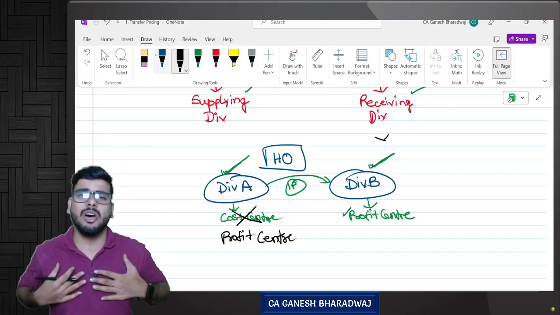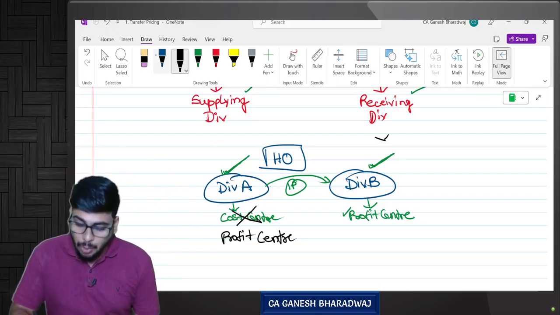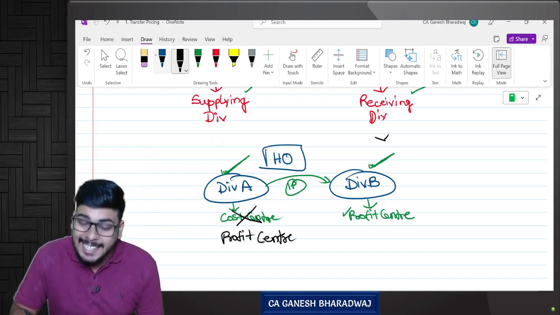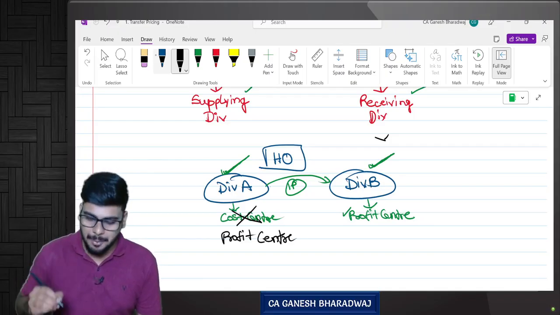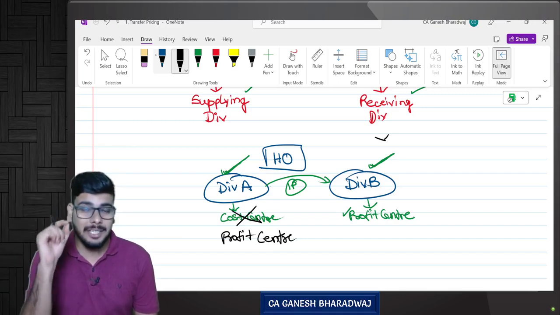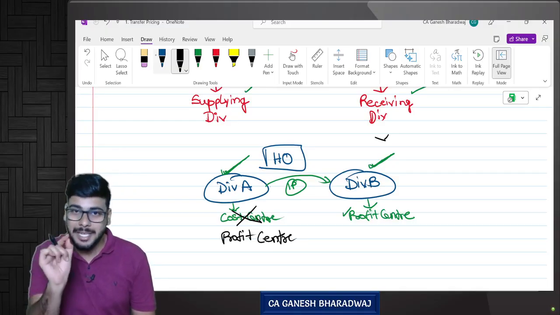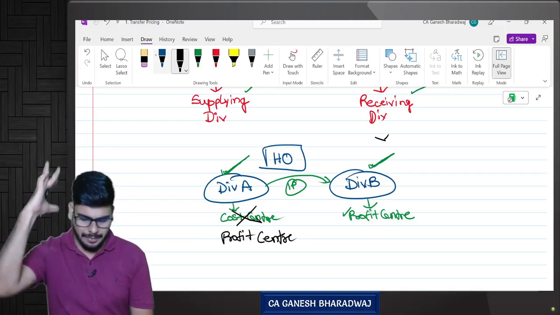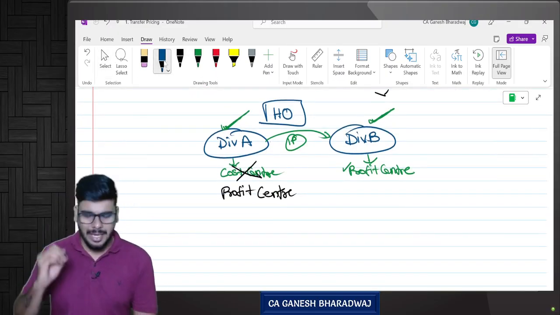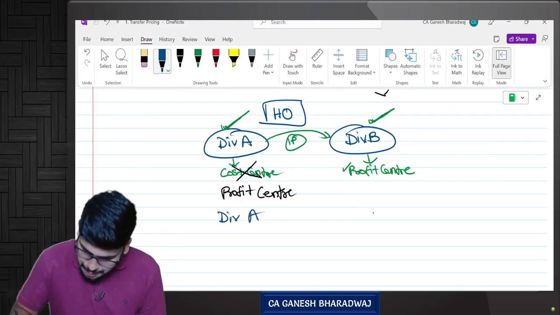So division A was always treated as a cost center and it didn't have any motivation. Now they are saying, if you inculcate the concept of transfer pricing, the intermediate product should be transferred to the receiving department, not at cost, but at a price slightly above the cost. At a price slightly above the cost. So let me give you an example. Right now, let us say in division A, division B.